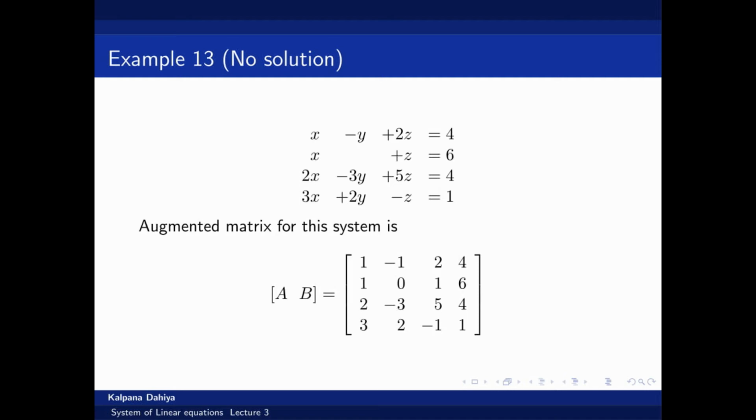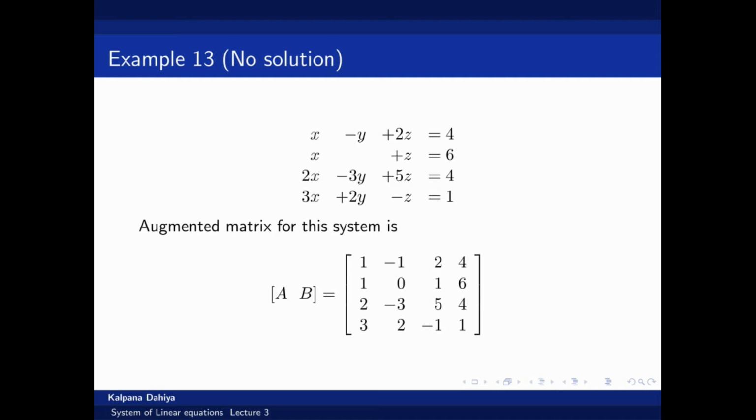The system of equations can be represented by its augmented matrix given as AB: 1, minus 1, 2, 4. Second row is 1, 0, 1, 6. Third row 2, minus 3, 5, 4. And fourth row is 3, 2, minus 1 and 1. Now we apply elementary row operations and we reduce the system to echelon form.